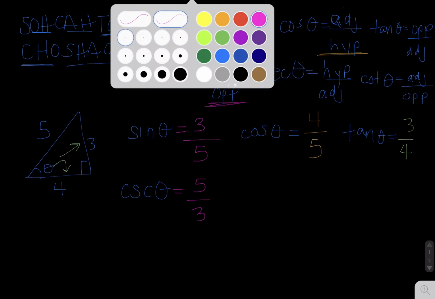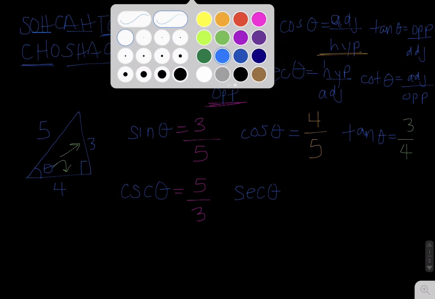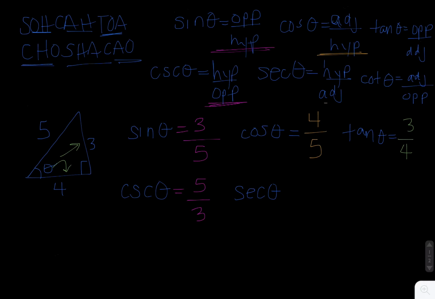Let's go with the next one. Secant. Secant of theta, what did we say? That is the reciprocal of cosine. So hypotenuse over adjacent. So 5 over 4. And last but not least, cotangent. Cotangent of theta is the reciprocal of our tangent, so that would be 4 over 3. Okay, so hopefully that makes sense to everyone.